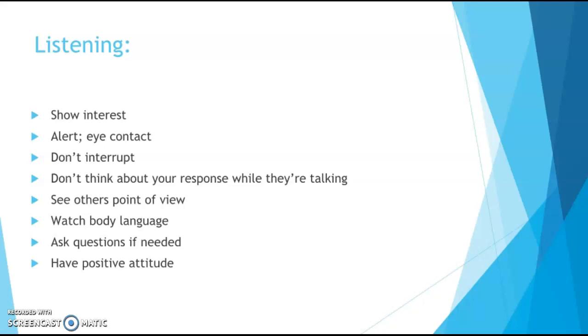When I'm communicating, I also need to watch my body language. When I'm listening to you, I don't want to just cross my arms and look negative, because that's going to make that person think that I'm not listening or not interested in what they're saying. If I don't understand what you're saying, I need to ask clarifying questions. I need to have a positive attitude. If you go into something with a negative attitude, you're going to come out with a negative attitude most of the time. So listening is a lot different than just hearing. You have to actually be in that conversation.